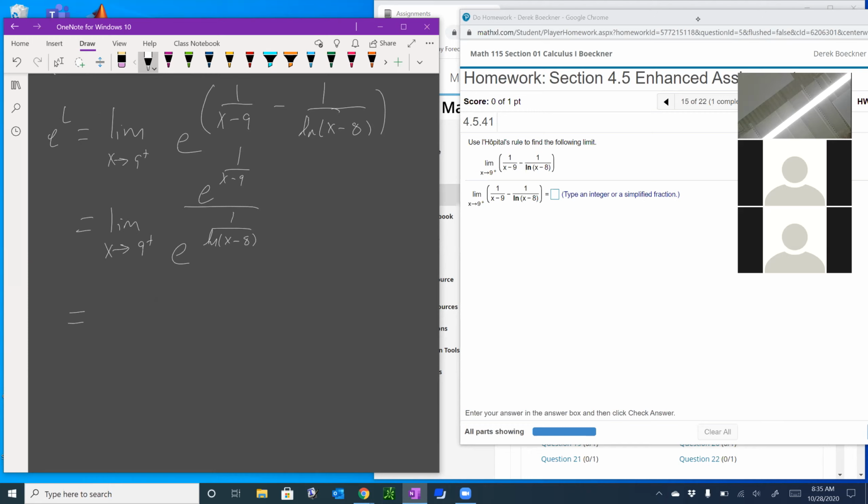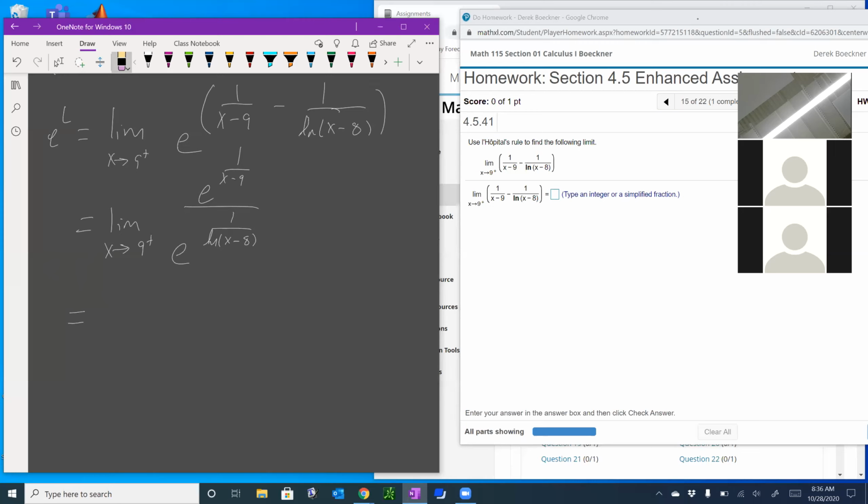This looks like it's just going to get messy doing it this way. Let's try a different method. Because I don't want to take the derivative of that, because it's just going to give me e to that thing again times 1 over x minus 9 squared. And this thing is going to give me e to that thing again times 1 over x minus 8, which does get rid of the natural log, sort of, but let's do it a different way.